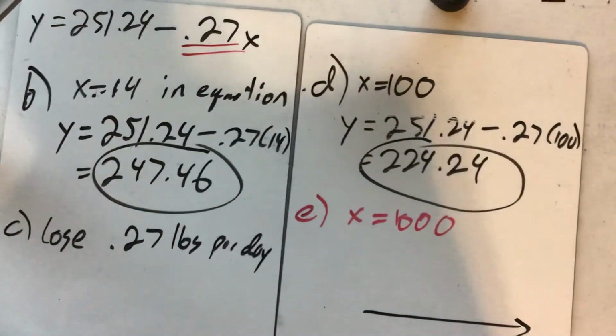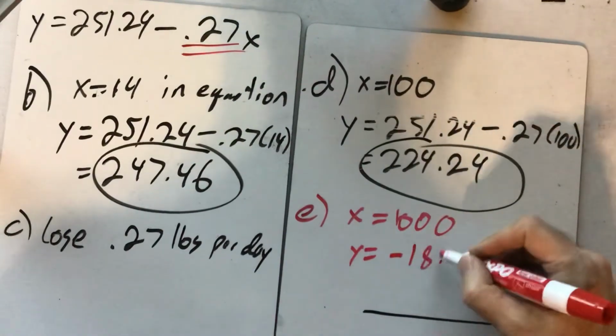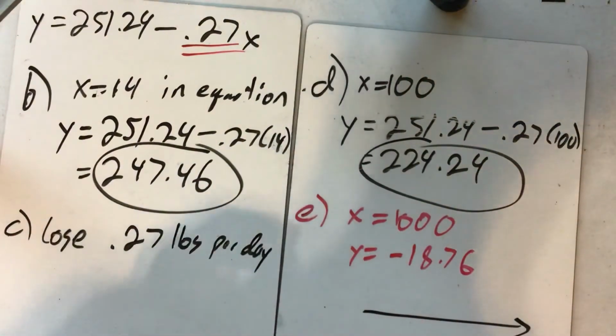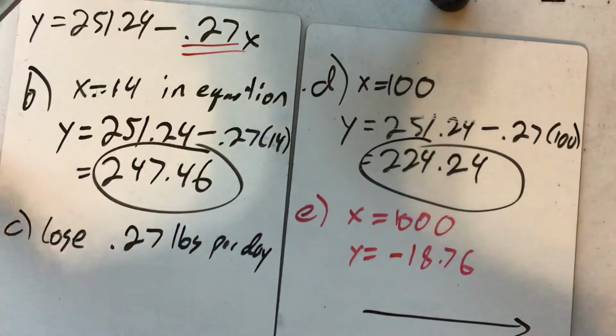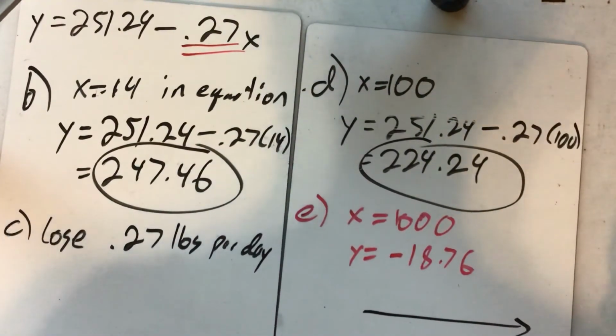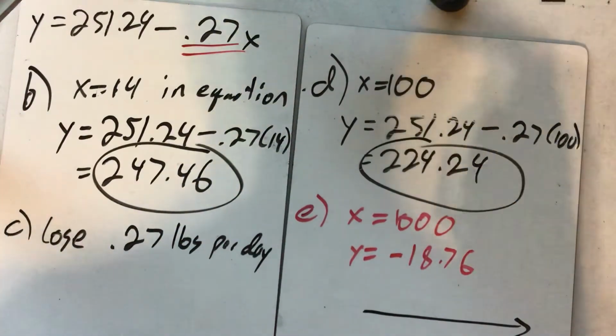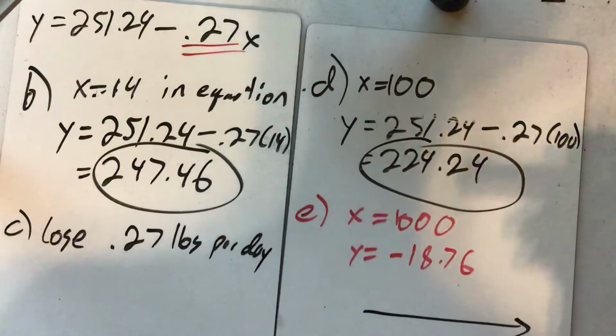Well, if I asked you for 1,000 days, you would come up with an answer that is negative 18.76. So all of a sudden, 1,000 days later, you weigh negative pounds. Well, what does that mean? I guess that means you died and your body turned into gas or something. This is ridiculous, right? So of course your weight doesn't continue like this forever.